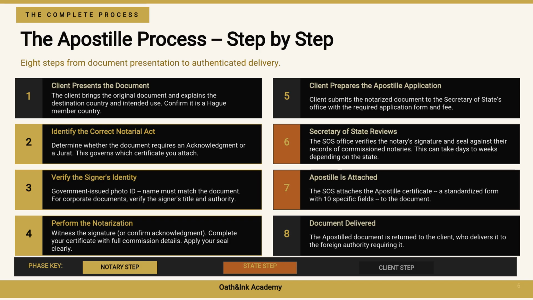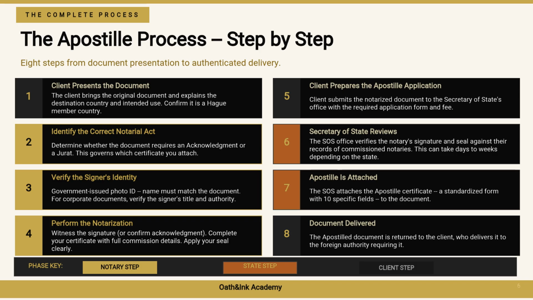Step 4 is the notarization itself, and this one will be broken down in detail on the next slide. Steps 5 to 8 belong to the client and the Secretary of State. The client submits to the SOS. The SOS verifies your signature against the records. They attach the apostille, and the document is returned to the client.